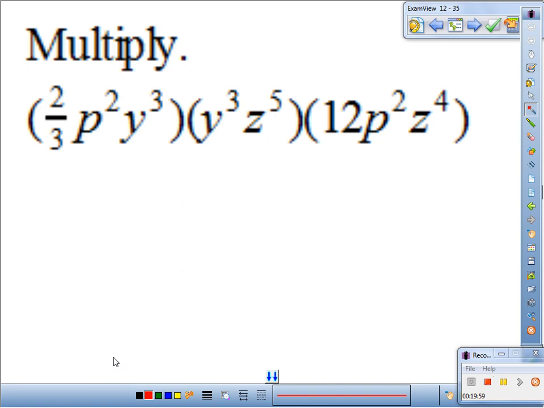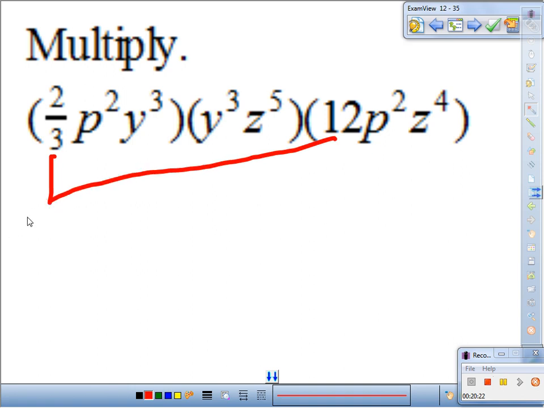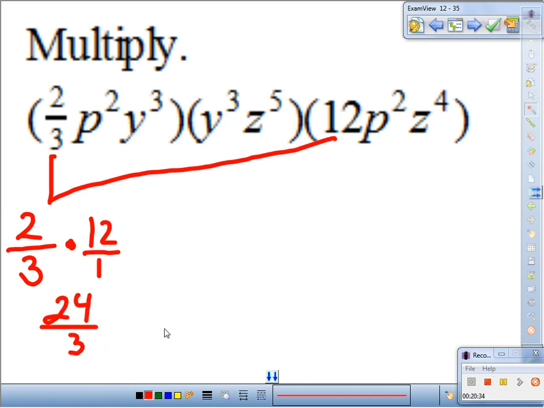All right. Since we have multiplication all the way through, there is no addition or subtraction. I'm going to multiply numbers times numbers and same bases times same bases. Okay, there we go. This is a number. Is there another number? That's 12. So I'm going to multiply this one times 12. I'm going to write it here so you guys can see it. 2/3 times 12. I'm going to put that over 1. That becomes what? 24 over 3. What is 24 over 3? 8. So I'm done with the numbers.